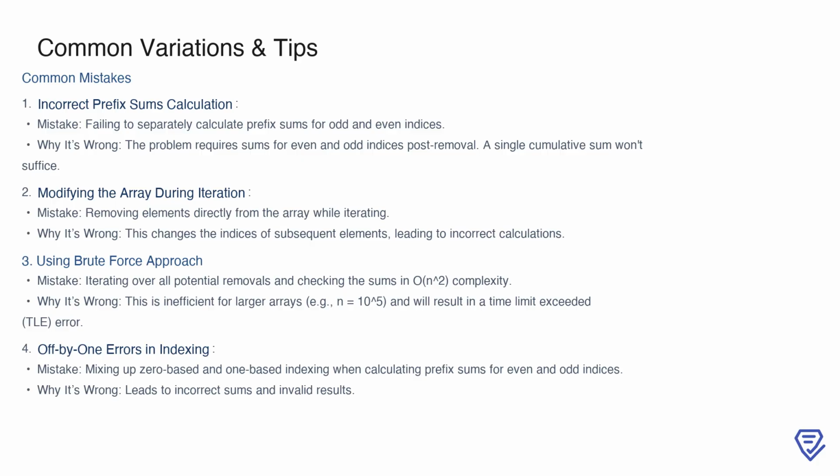Additionally, relying on a brute force approach is a major pitfall. Checking all possible removals with O(n²) complexity is inefficient for large inputs, such as arrays with 100,000 elements, and will likely result in a time limit exceeded error. Finally, watch out for off-by-one errors. Mixing up zero-based and one-based indexing when calculating prefix sums can easily happen, and it leads to invalid results because the sums for even and odd indices will be misaligned.